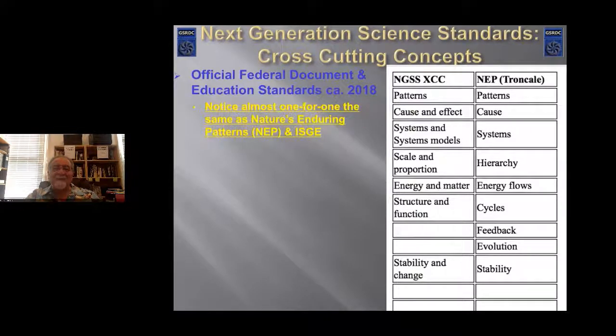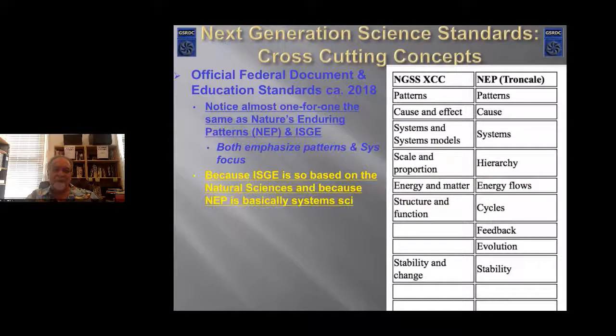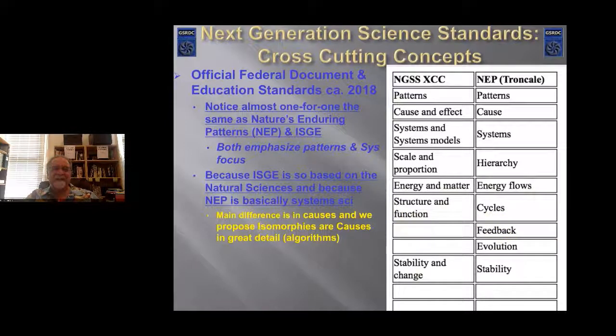But they finally caught up because almost one for one, it's the same as the intents of nature's enduring patterns, which was the theme, part of the theme, and literacy for the ISSS 19 and for the ISGE. You can see patterns, cause and effect, systems and systems models, scale, energy and matter. You'll see structure and function, cycles, feedback, evolution, stability, hierarchy. You'll see all of those as themes in ISGE. So it both emphasizes the patterns and the systems focus, because ISGE is based on the natural sciences and because it is basically system science.